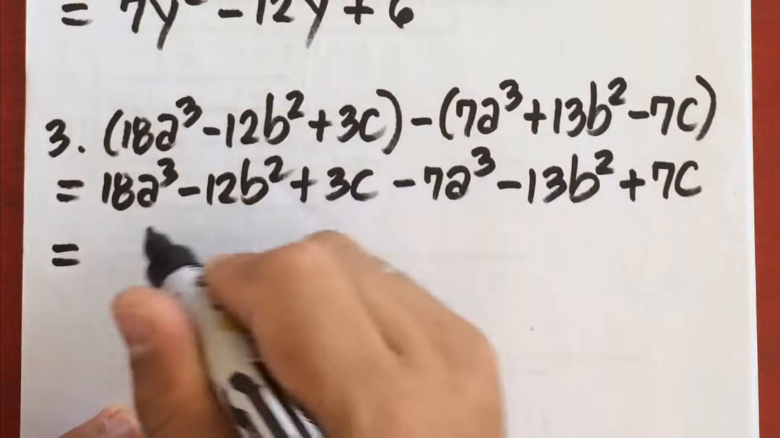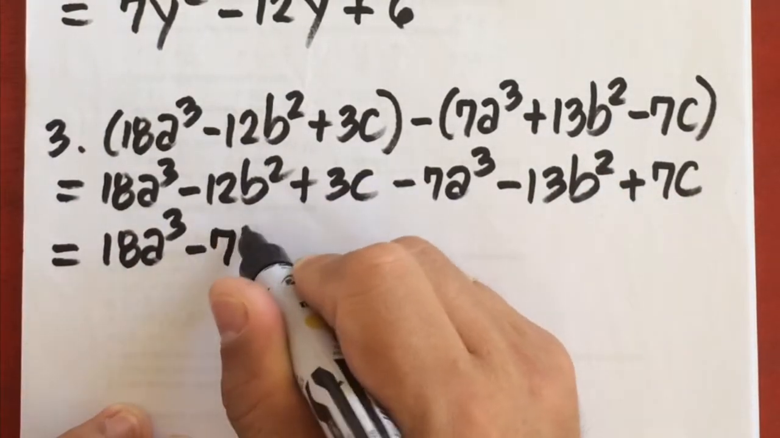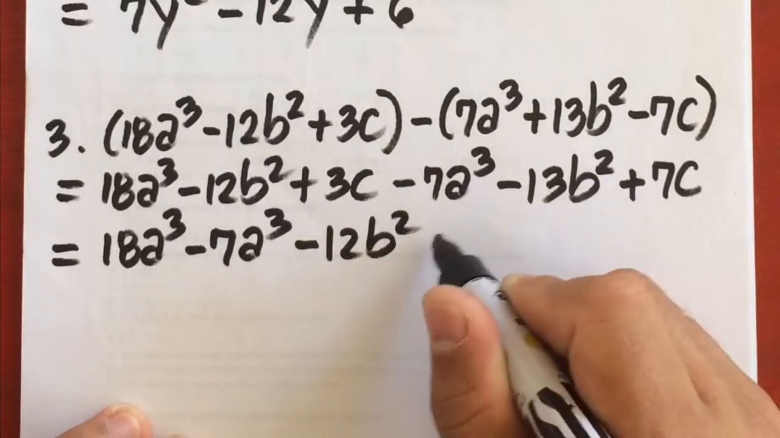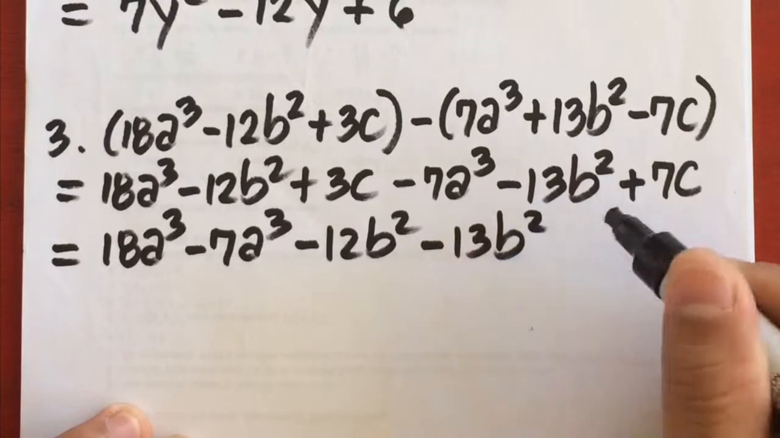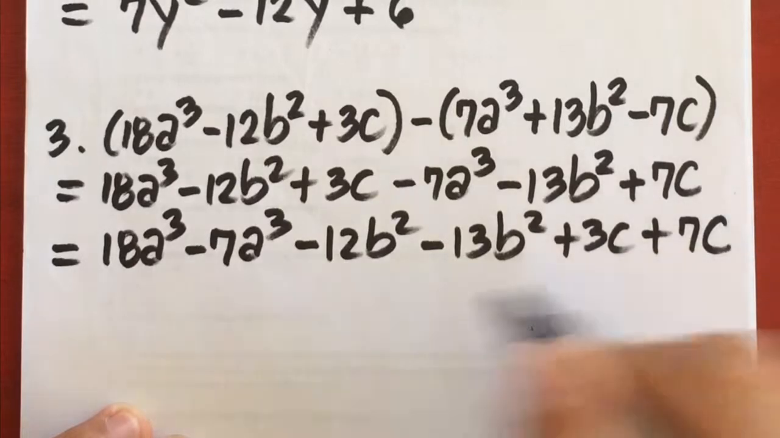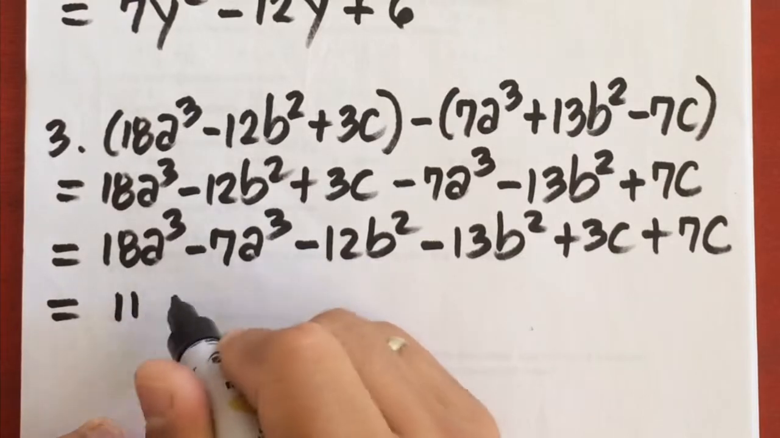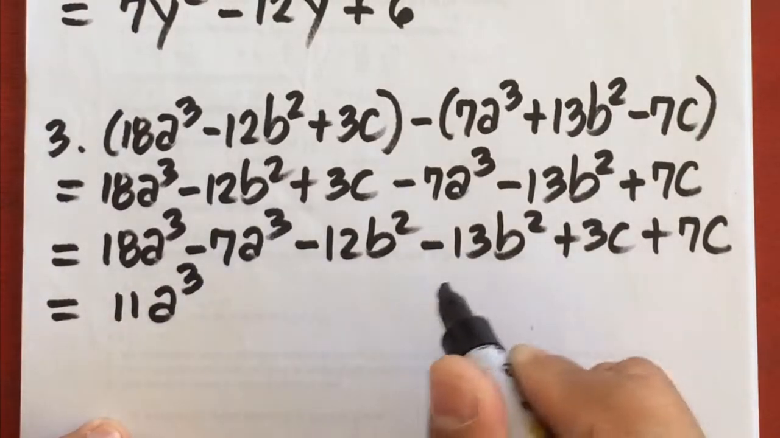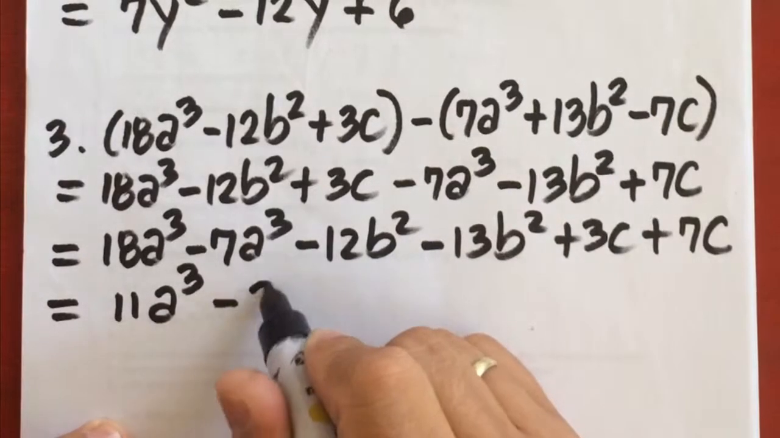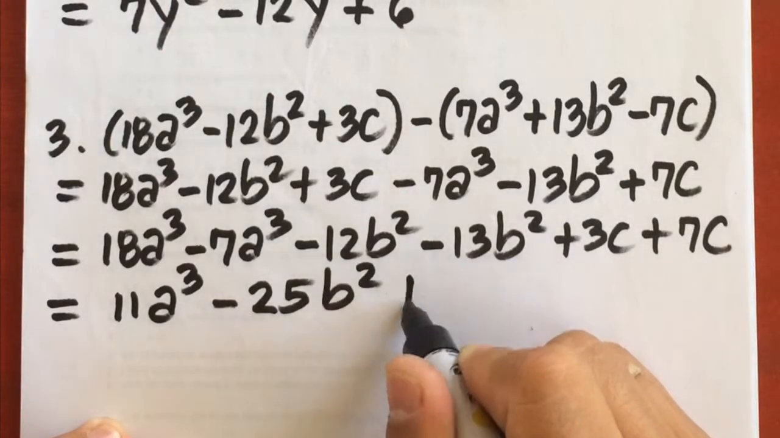Then combining like terms, we have here 18a cubed minus 7a cubed, then negative 12b squared, then minus 13b squared, then 3c plus 7c. 18a cubed minus 7a cubed, that will be 11a cubed. Negative 12b squared minus 13b squared, so we're going to have here negative 25b squared. And 3c plus 7c is 10c, so plus 10c.